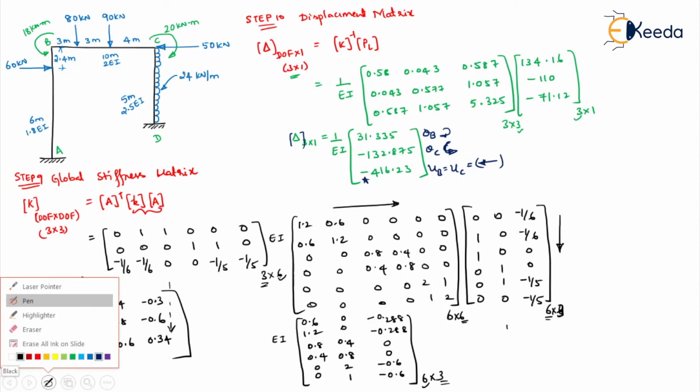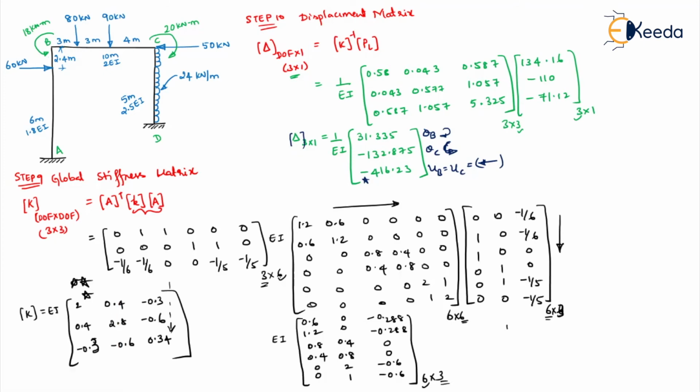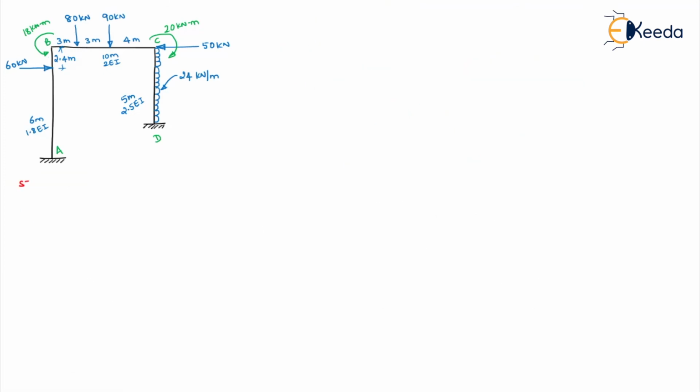Element internal forces. So what is the formula for that? Let me write. This is step 11, internal forces. So it's your P, which is equal to K into A into delta. So previously you have your K, you have your delta. Do the multiplication, you will get an internal force matrix. So I'm directly writing the answer because you know the multiplication by now.